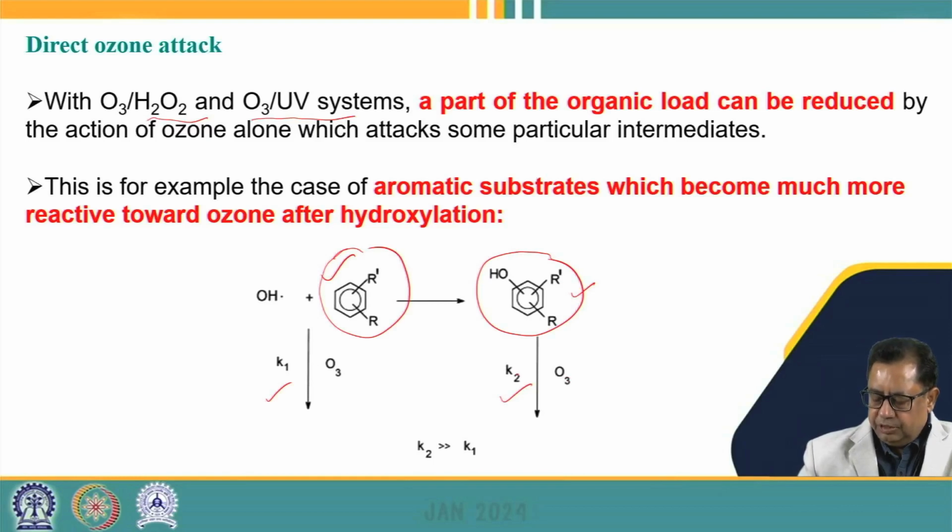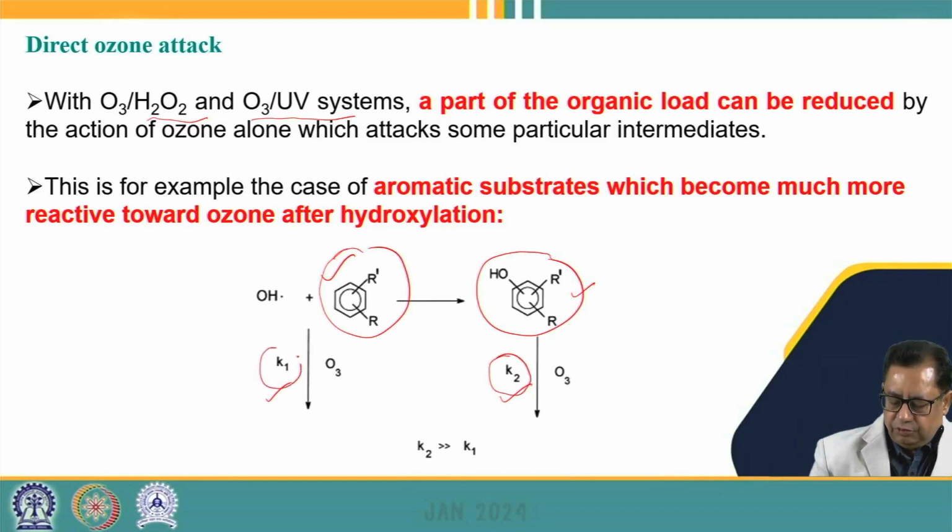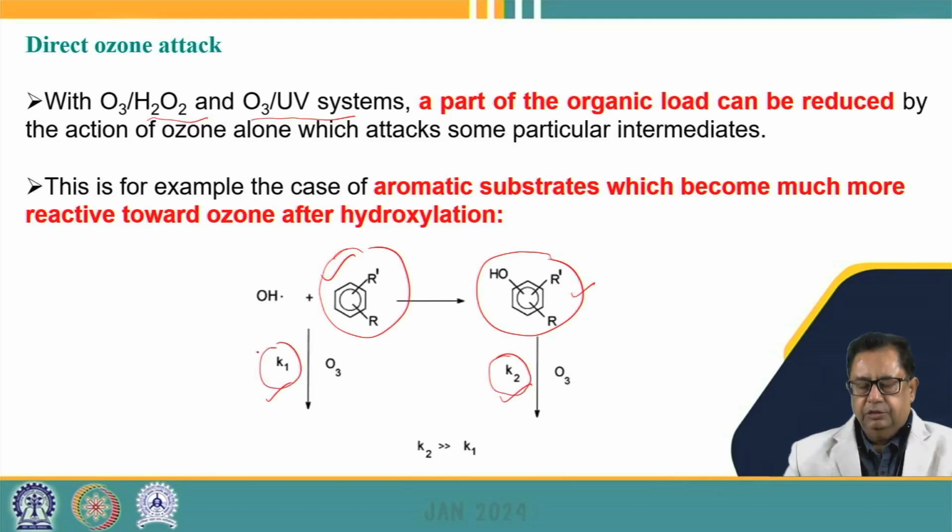but the value of K2 is much higher than the value of K1. So this means that the direct attack of ozone is basically species based, and it generally attacks the hydroxylated form more than the non-hydroxylated form in such cases.